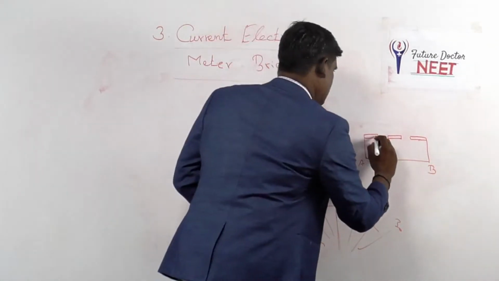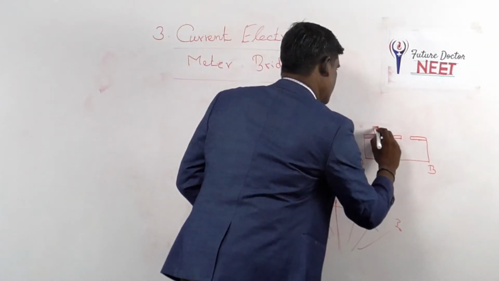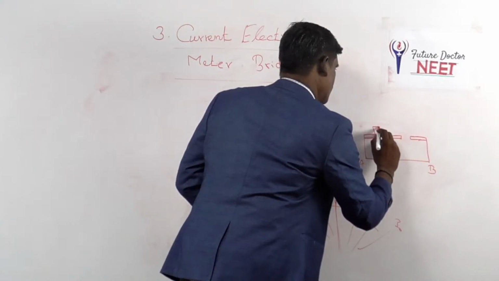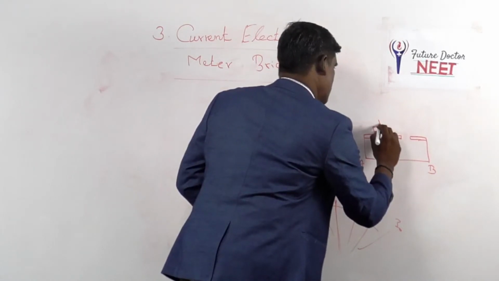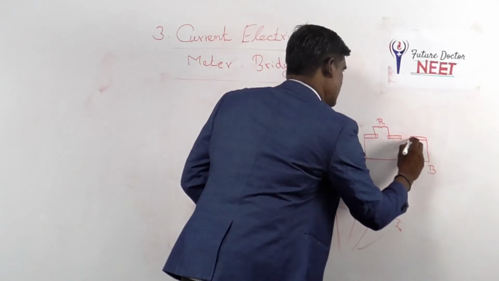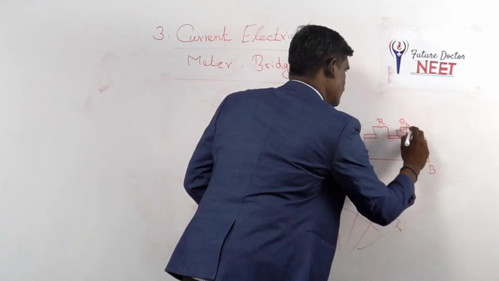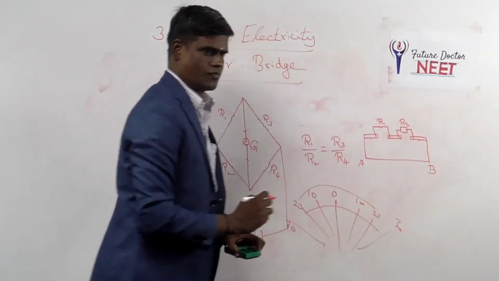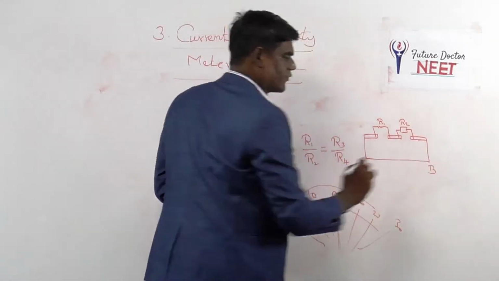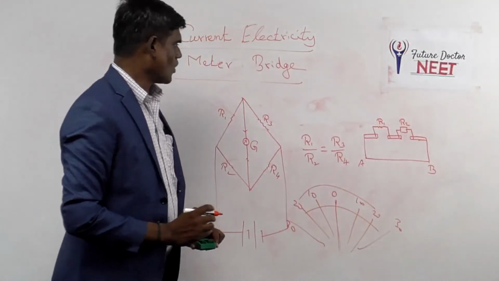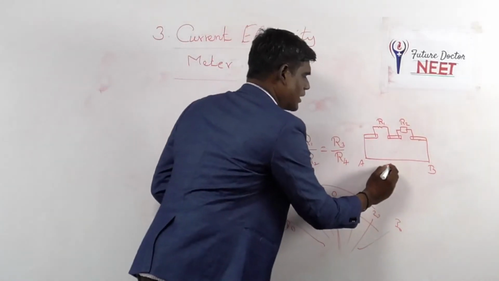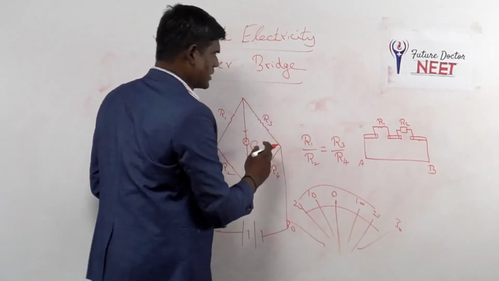And here, one resistor, maybe R1. And here another resistor as R2. And AB is the length of the wire. Okay. And this AB only contains two resistors.